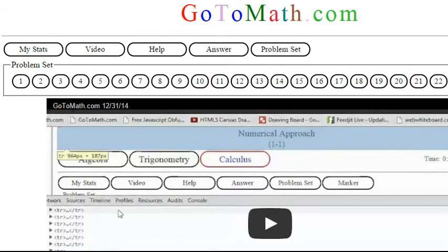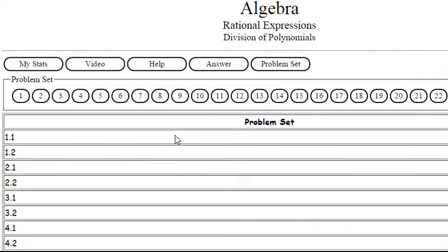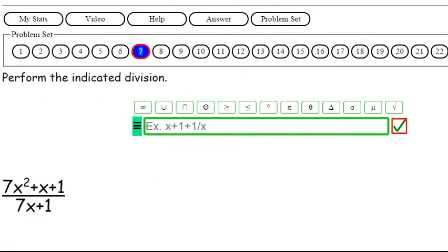Okay, we're at GoToMath.com. Click on the algebra. Let's go down to division of polynomials. And I think we're going to be doing 7.1. Alright. So we got 7x squared plus x plus 1 over 7x plus 1. And this is 7.1. Got a bunch of 7s going on here, don't we?